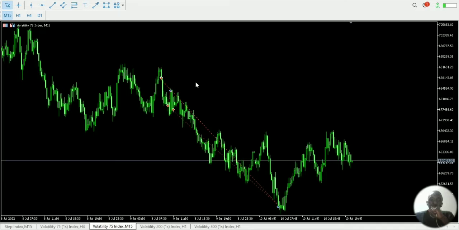Manipulation can happen anytime, stop loss hunt can happen anytime, but never back down if you know your setup. Always trade your setup, okay? So yeah, thank you for joining me. I'm only just here trying to enlighten somebody who's still struggling with their trading.